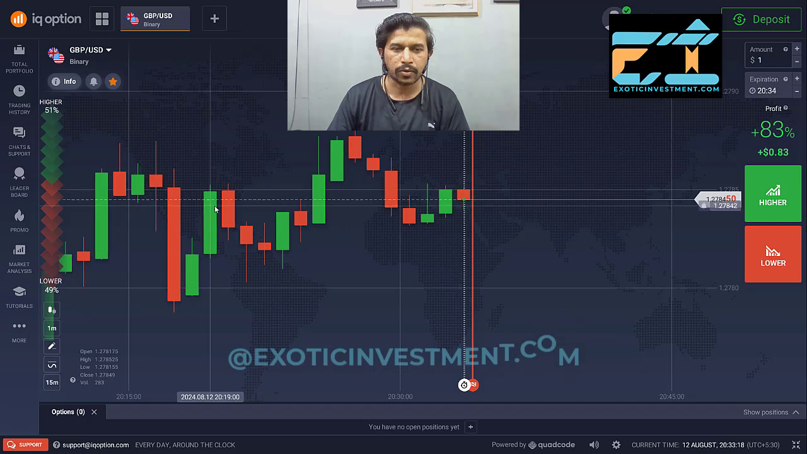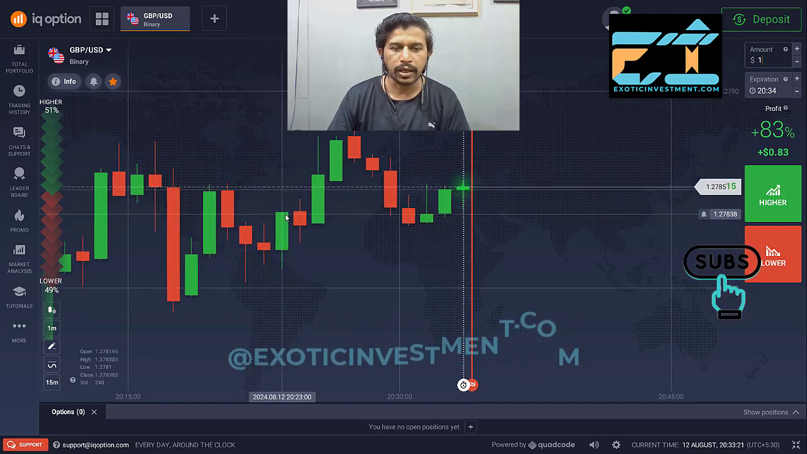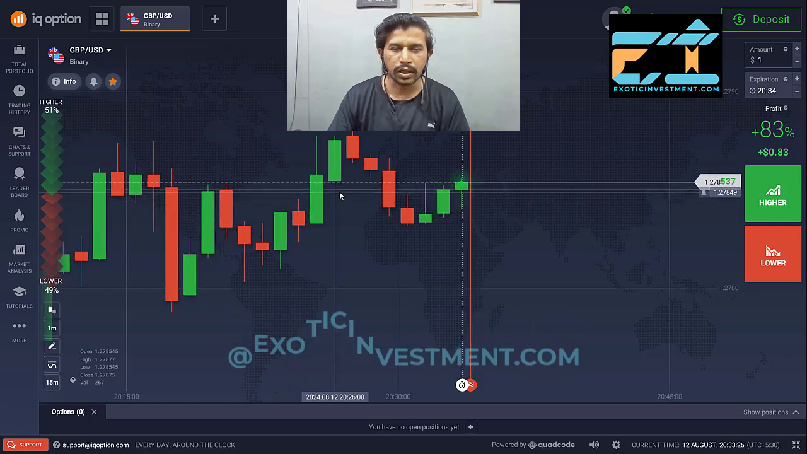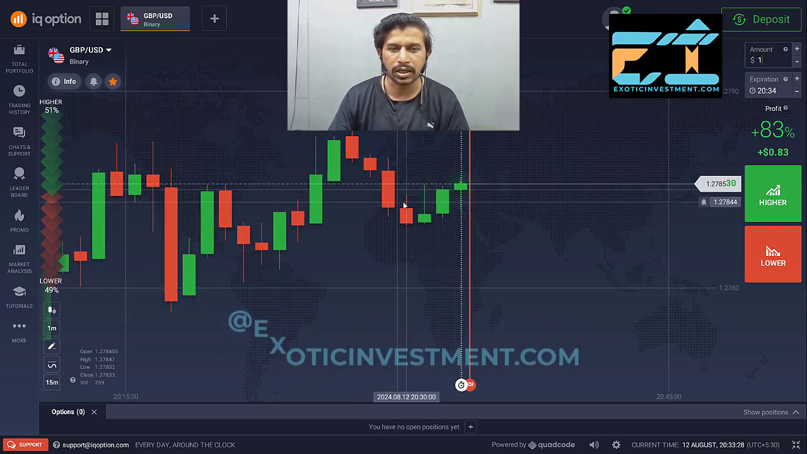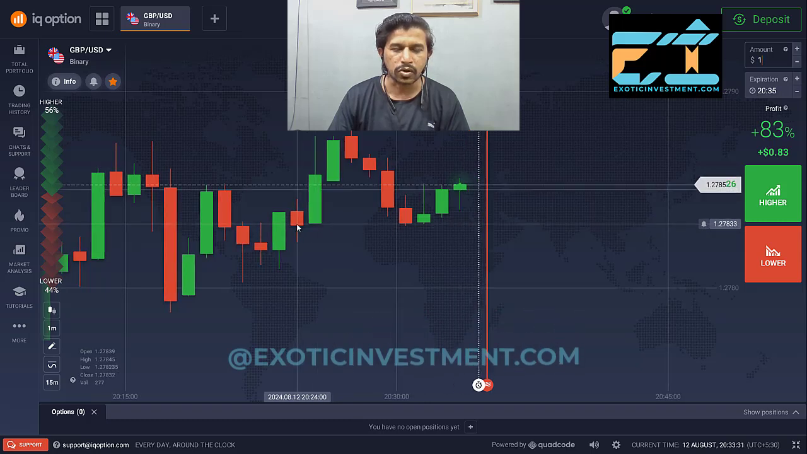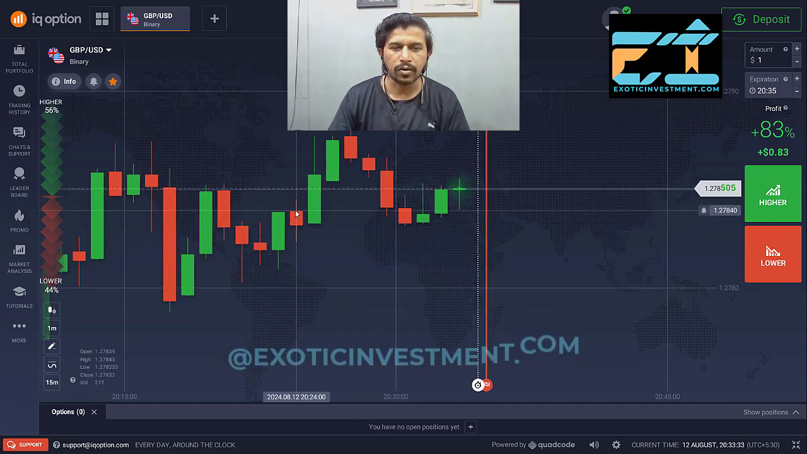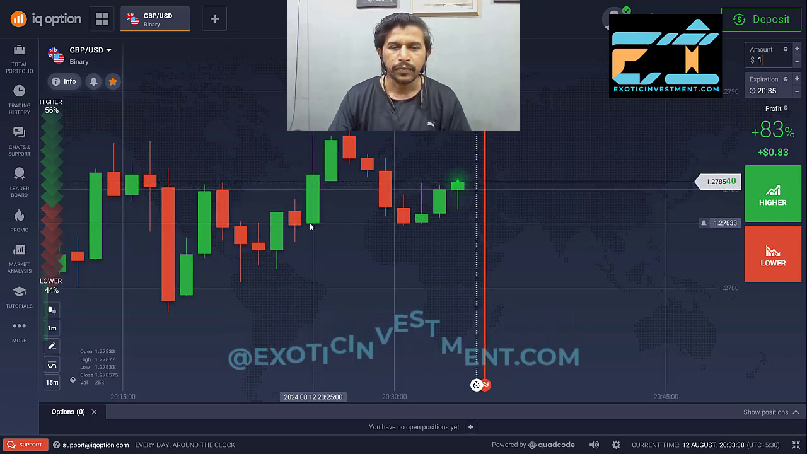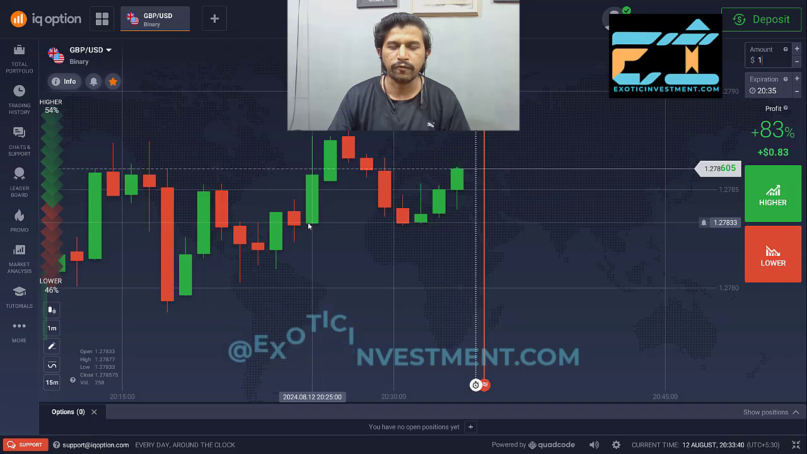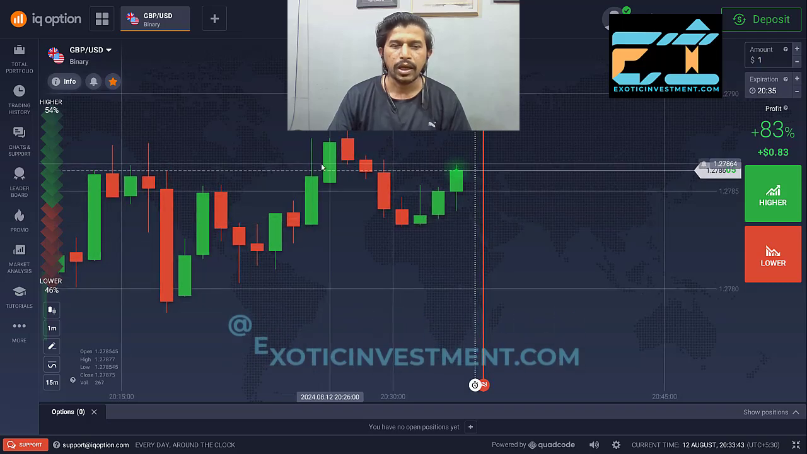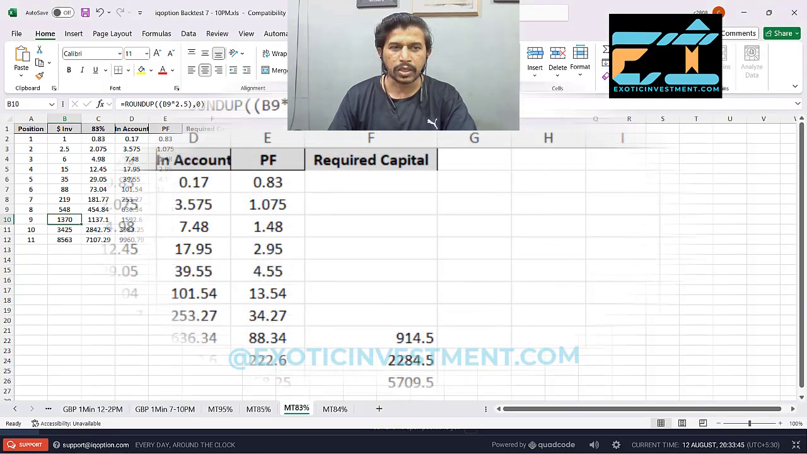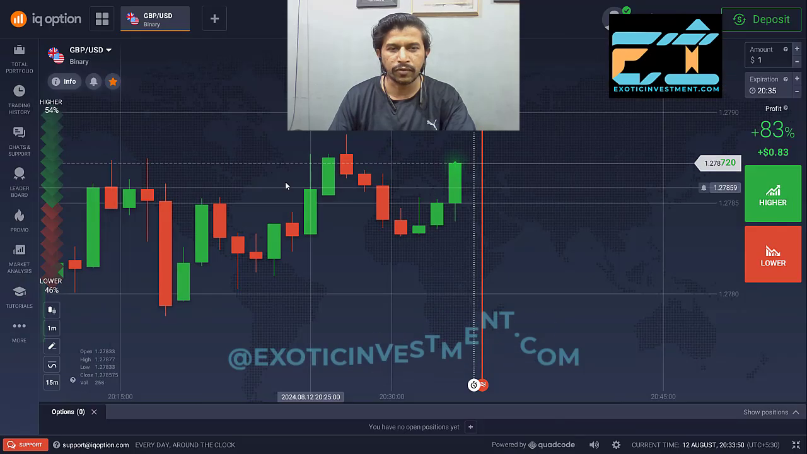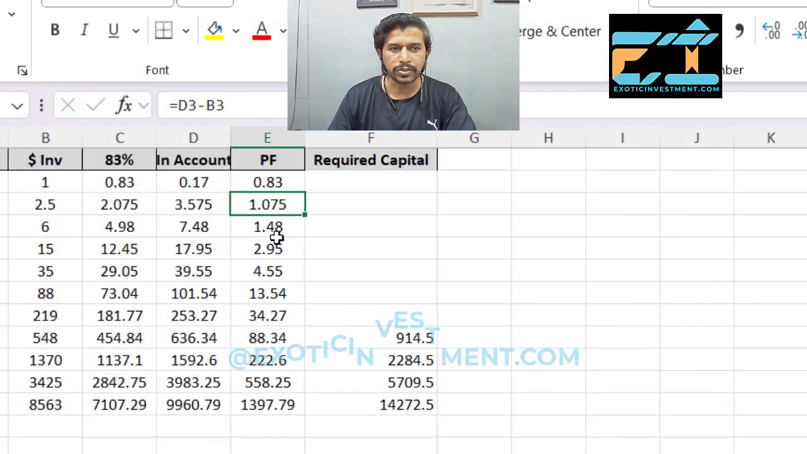A trend has formed here as red, followed by green, which has broken the trend. For the next 9 candles, we'll trade for a green candle, that is a call. Here I have taken a call and it ended in red, so I have lost my investment, that is $1. Here I have increased it by 2.5 times, that is $2.5, and I have won. If I win the $2.5 bet, then I'll be making $1.075 as profit with 83% as profit.